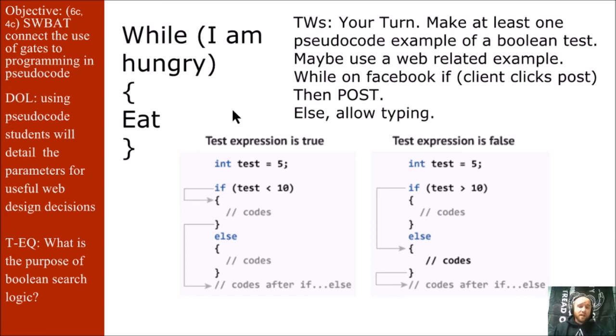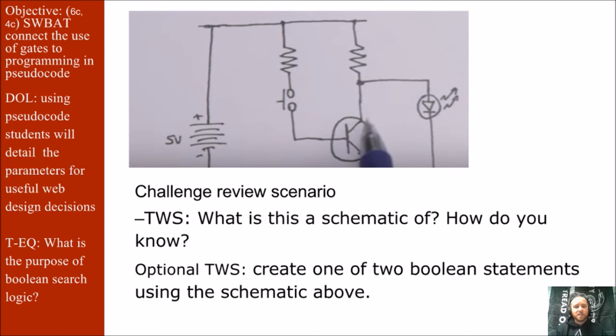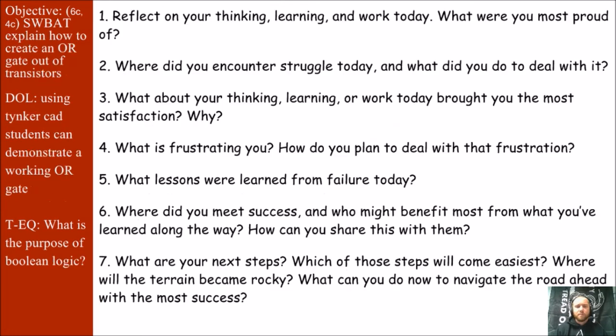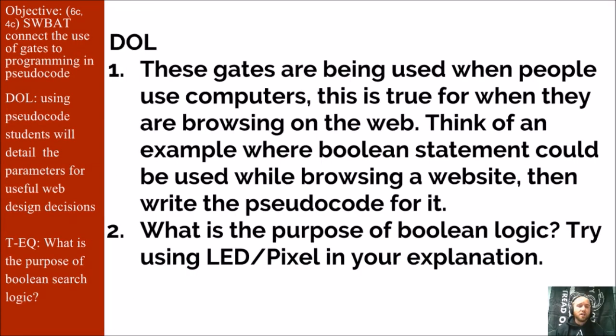And I really like talking about these types of expressions because it brings coding down to the binary level and connects them. And that was it for this lesson. I have a quick review scenario here to challenge you. So those who are really enjoying the electrical schematic stuff. But besides that, we're pretty much done here. So pick an IB question to answer. Pick one of the 7, and then here's the DOL.